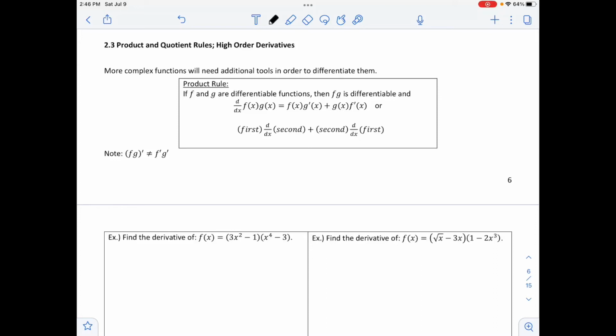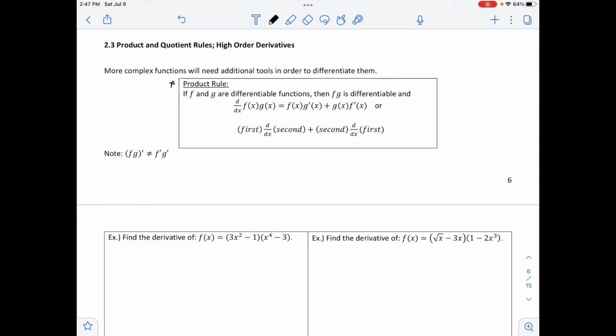We are in section 2.3, product and quotient rules and higher order derivatives. So now we're starting to learn some more formulas that we need to have memorized for upcoming exams and quizzes, and then also make sure you have these known as you're working through the homework. More complex functions will need additional tools in order to differentiate them.